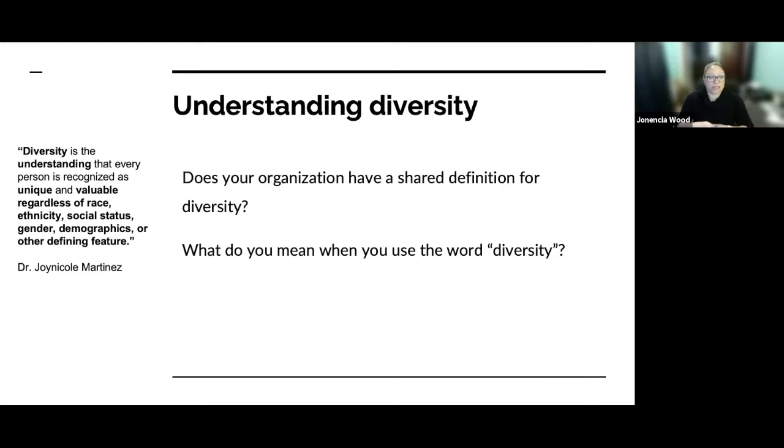Oftentimes organizations use the word diversity as code for ethnicity, which is very different, certainly included in diversity, but very different. So are you talking about needing a more diverse representation around how people look? And if so, then just say that rather than defining it as a particular word regarding diversity.